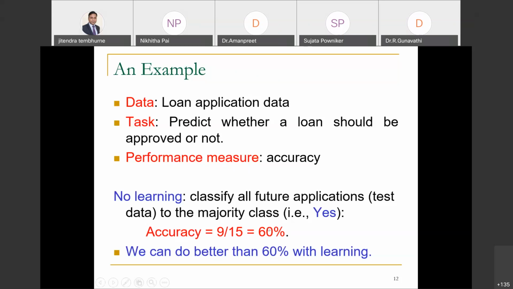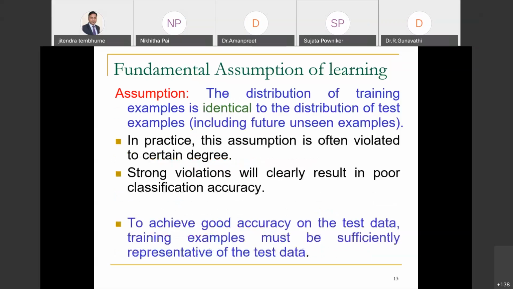But this accuracy can be improved if we apply learning, because in learning we consider the past data, and on that past data the model keeps on learning, and it tries to categorize that particular application whether it is approved or not approved. Moving further, there is a fundamental assumption of learning. Whenever we are doing learning, it will be done by a classification model.